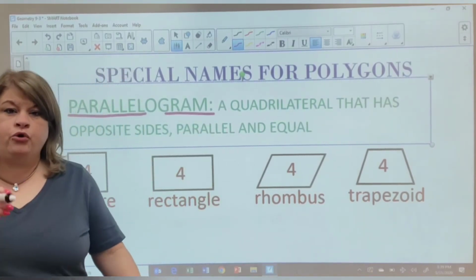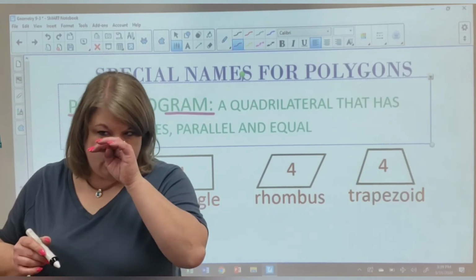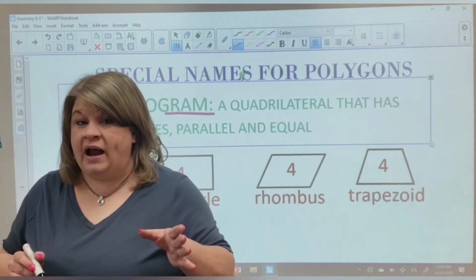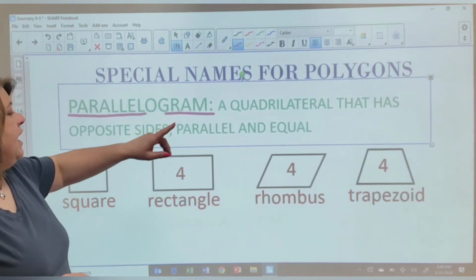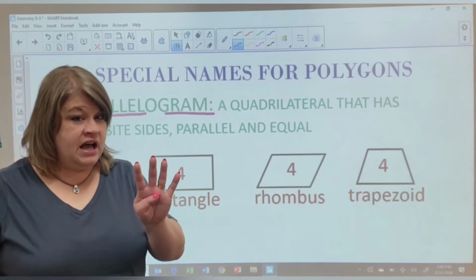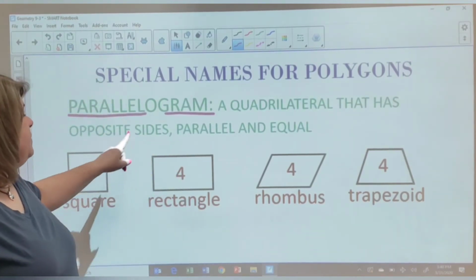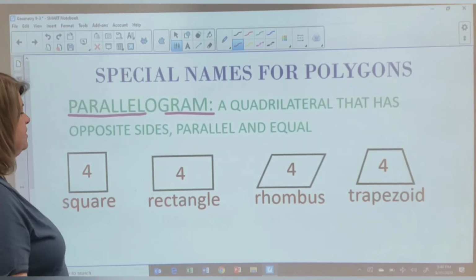Gram has a Latin root. It is the Latin root for write, isn't it? Gram and graph. So writing a parallel shape. A parallelogram is a quadrilateral, 4 sides, that has opposite sides parallel and equal. Let's see what that means.